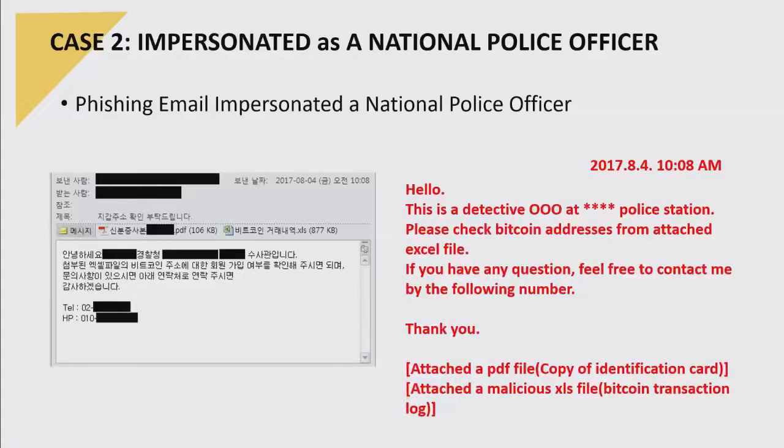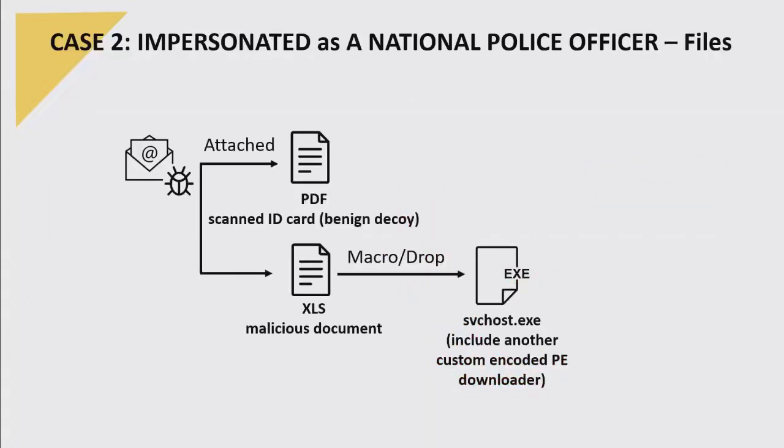This case has two attachment files. One of them is a PDF file, another one is an Excel file. It's different from case one. The attacker didn't use HWP documents. The normal PDF file embeds a photo of a scanned police ID card. It's trying to convince the receiver that the sender is an actual police officer.